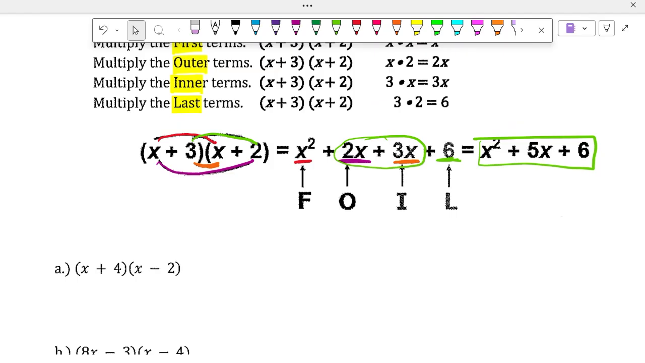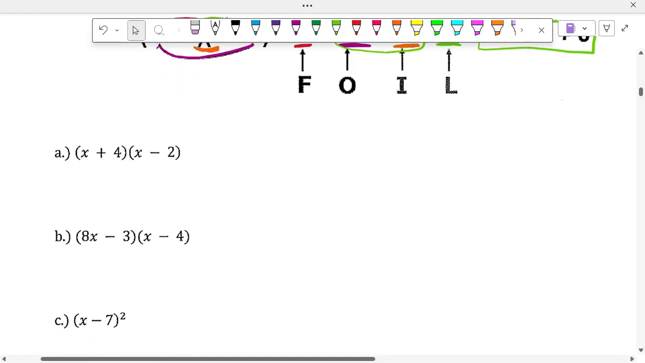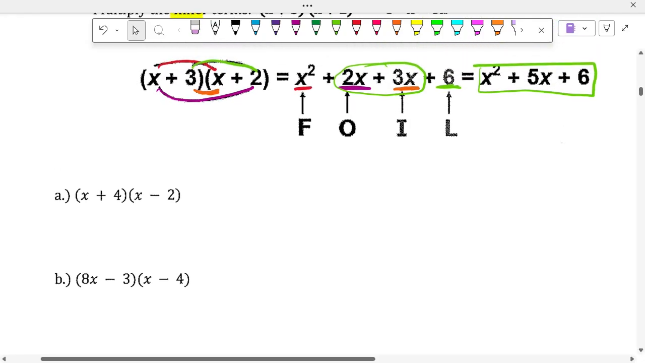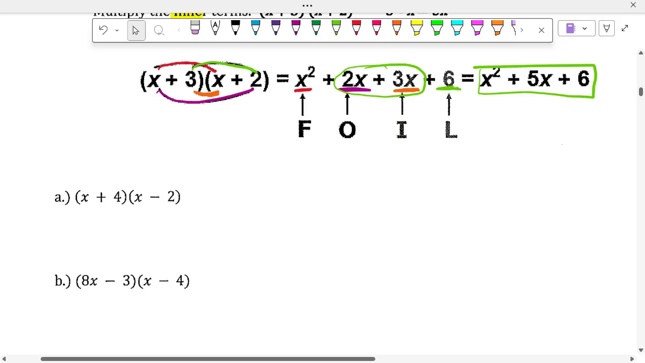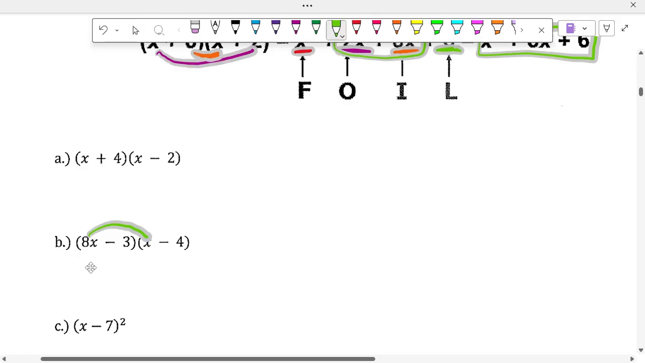All right. Also, guys, if I'm ever going too fast, just let me know. Okay. All right. So let's look at B. So if I do FOIL, all right, Clark, if I do FOIL, what would I multiply as my first for part B? 8x times x, which would give me what? 8x squared. All right, Clark, pick someone to do the next part.